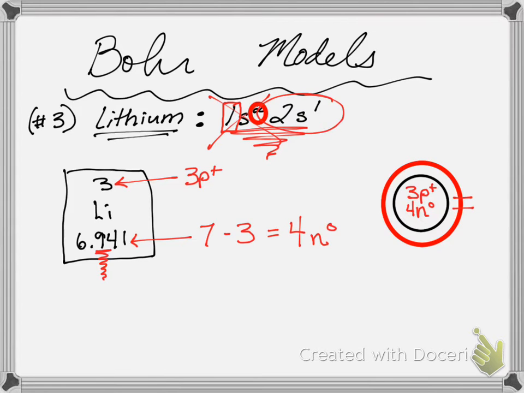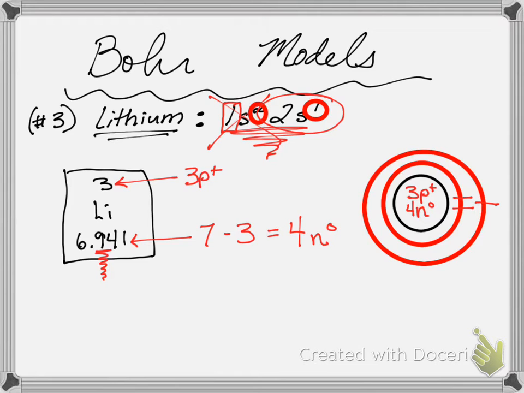Let's go on. Looks like we need to draw another ring to represent the second ring. Here we go. I need to only put 1 more electron into that second ring. So remember, the first 2 electrons always go on the right-hand side, but I don't need 2, I only need 1. So I'm going to draw my 1 electron and stop. That right there is the Bohr model for lithium.